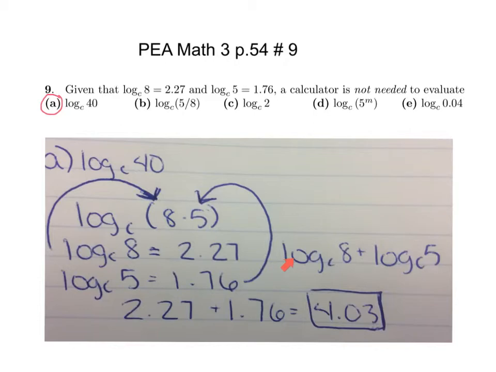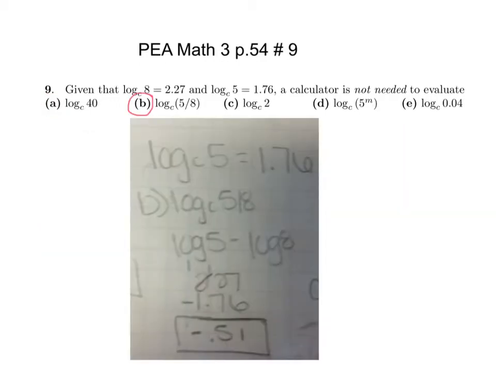We added them together. So that's the product property. Yes. And then you add those individual logs together, and you got 4.03. So when you have a logarithm that's multiplied inside the logarithm, you could take those two separately and add them to get your answer there.